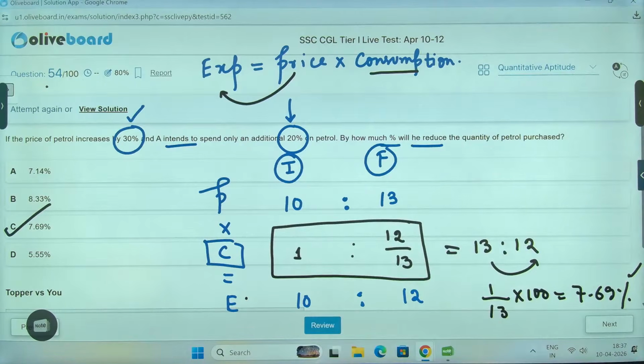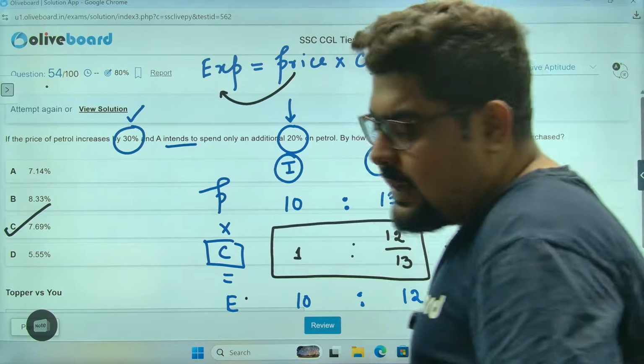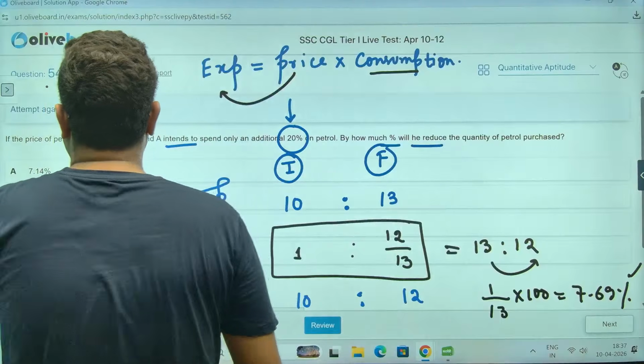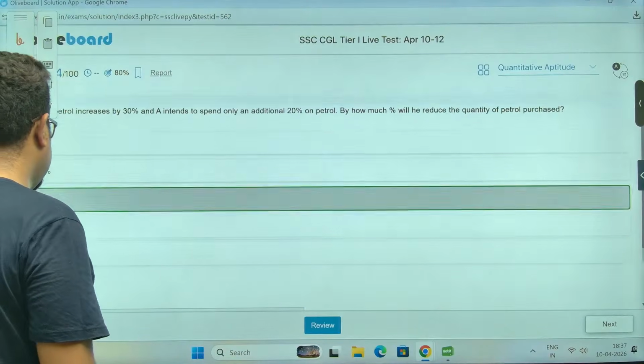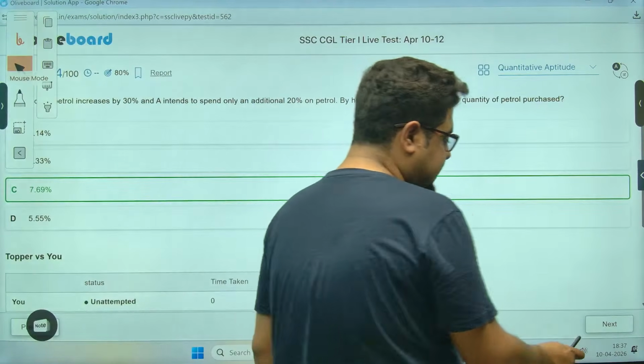Again, everyone, anyone having any doubts? Anybody having any doubts whatsoever? Done, done, done. Clear, sir? Clear? Done. Chalo then. Next, please.